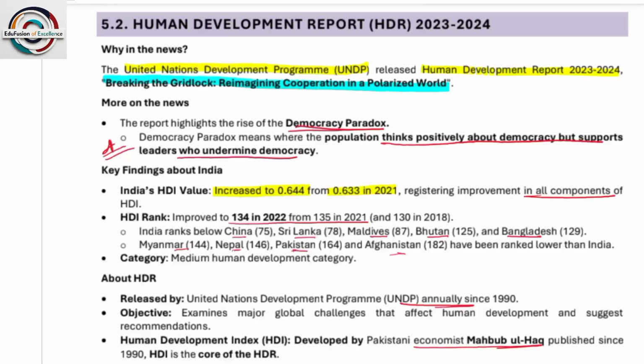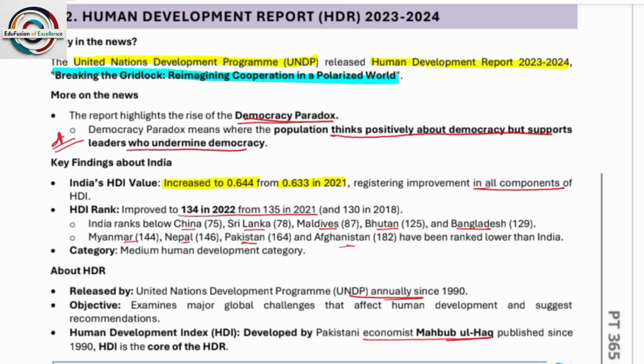Human Development Report, HDR. The United Nations Development Program released the Human Development Report. So who releases the Human Development Report? It is the United Nations Development Program. So what are the report highlights? The report highlights breaking the gridlock, reimagining cooperation in a polarized world.